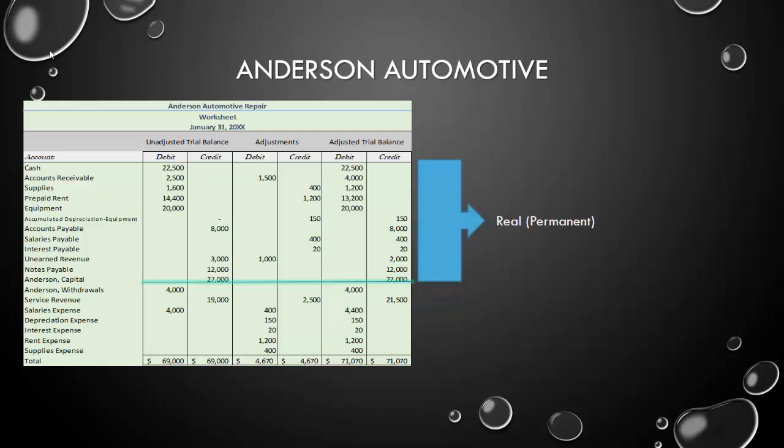All the accounts that are above it are our permanent accounts. They do not get closed. All the accounts again below it are our temporary or nominal accounts. These are the accounts that we have to reduce the balance of to 0.